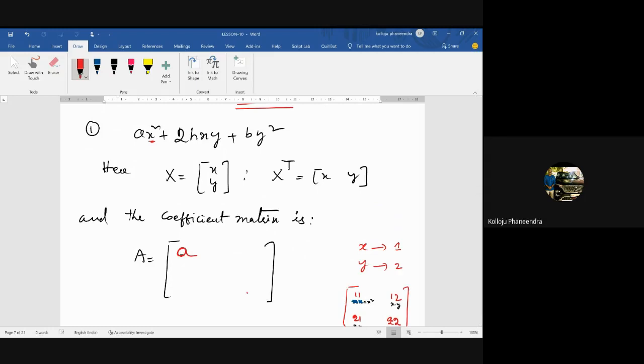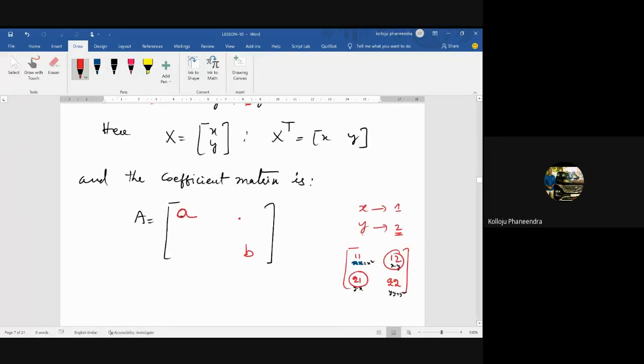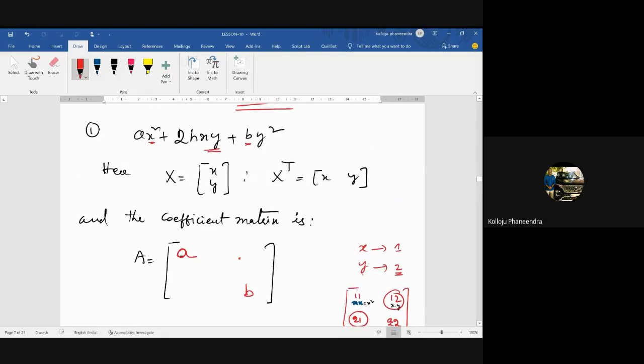Similarly, this is the 2 2 position. 2 2 means y into y. Y square coefficient. What is that? Write B in the 2 2 position. Now, what are these positions? These are the 1 2 and 2 1 positions. Both are same. 1 2 and 2 1 mean x into y or y into x. Now, what is the xy coefficient here? 2h. Since the xy coefficient is placed in two positions, let us divide this 2h equally in these two positions: h here, h here.